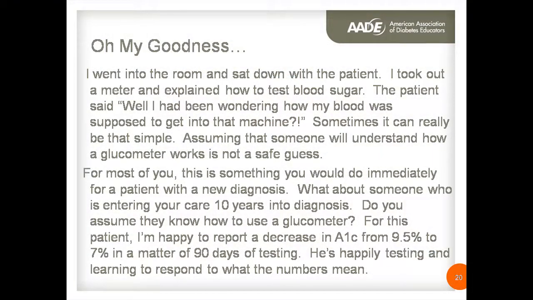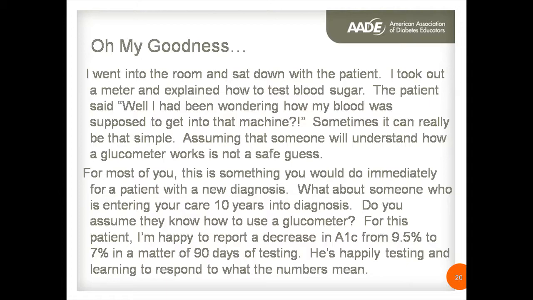Recently, while at my volunteer job, CDE at a free clinic, a physician handed me a chart and said, I can't get this patient to test their blood sugar. He's had diabetes for 10 years already. I can't do anything if people are unwilling to do something as simple as that. So I went into the room and I sat down with the patient. I took out a meter and explained how to test blood sugar. The patient said, well, I had been wondering how the blood was supposed to get into that machine. And sometimes it really can be that simple.